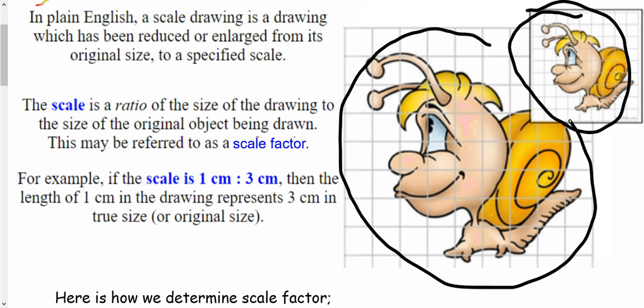Well, that's not haphazard. See, the squares help us keep a guide as to how to draw it. And the scale is a ratio of the size of the drawing to the size of the original object. This is referred to as a scale factor. So for example, if the scale is 1 to 3, then the length of 1 centimeter in the drawing represents 3 centimeters in the original size. Oh, okay. So basically, every 1 centimeter in the drawing stands for 3 centimeters in the actual.